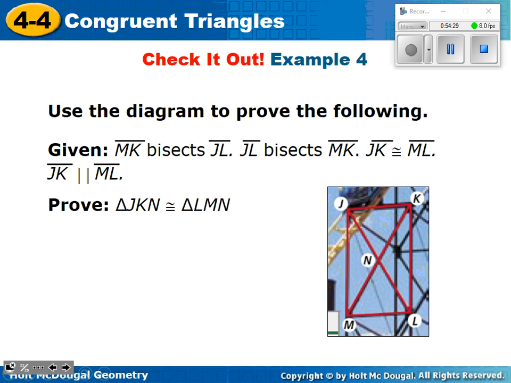Alternate interior angles. Name them for me. Which ones are alternate interior with the purple lines? Say it again, Morgan. Very good. Did everybody hear Morgan? KJN and MLN would be alternate interior angles.